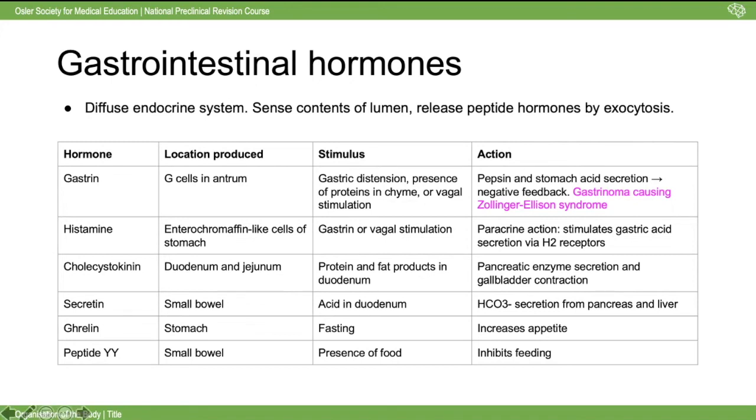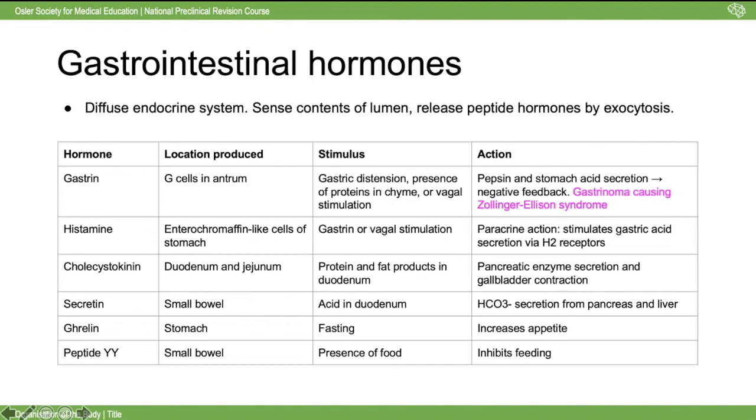And next you have cholecystokinin, and its action is easy to remember because anything with cholecyst means it's to do with the gallbladder, and kinin, move, so cholecystokinin stimulates gallbladder contraction. And it also stimulates pancreatic enzyme secretion. And cholecystokinin is produced in the duodenum and the jejunum, and it's released in response to protein and fat products in the duodenum.